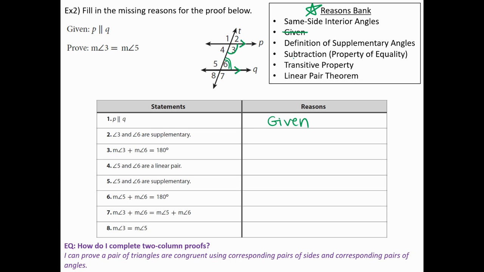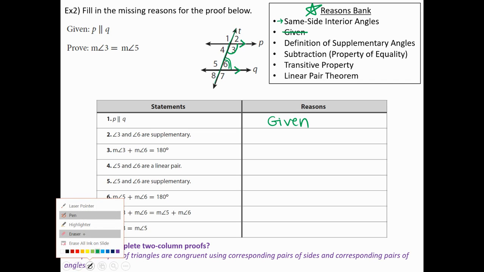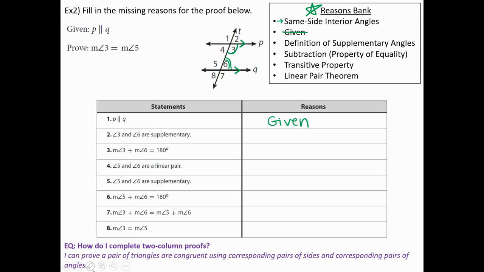We also have some other things that could be linear pair, although 3 and 6 are not a linear pair. So actually the one we're going to use is way up here at the top, same side interior angles. Remember, we have parallel lines. Those are on the same side of line T. They're both on the right of that transversal, and they are both inside the parallel lines. So that would be same side interior angles. So I'm going to list that, same side interior angles.